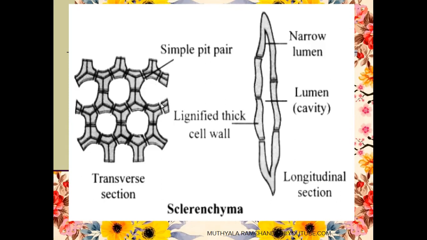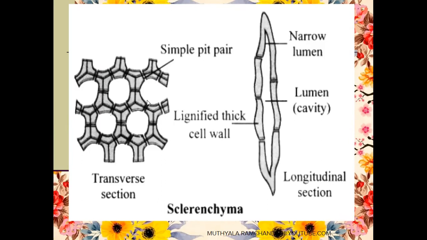Below the thick lignified cell wall, a thin plasma layer is present. Below the plasma layer, a cavity, the lumen, is present. Generally, the lumen is filled with protoplast in parenchyma and collenchyma. But in sclerenchyma, the lumen is only an empty space.